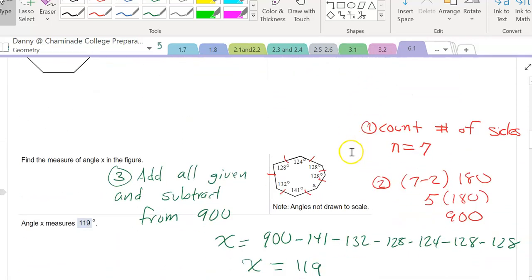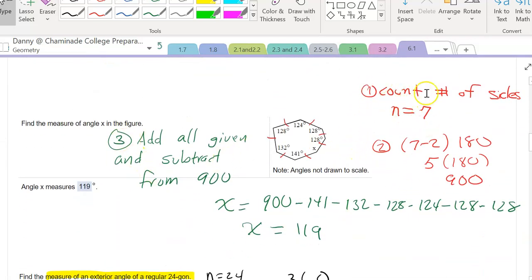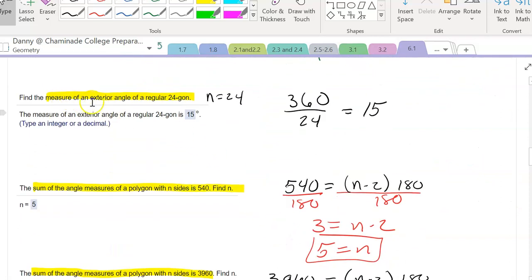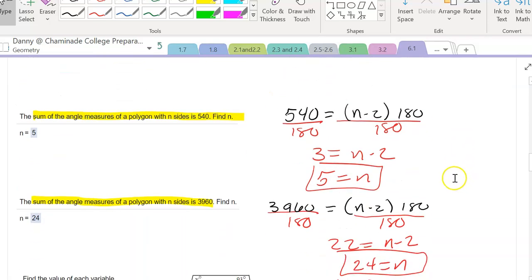Follow through. This one, first thing we have to do is count the number of sides. I have 7 of them, so my n is 7. So I can figure out the sum of the interior angles. I know that they have to add up to 900. Then to figure out the missing angle, I simply subtract all of the given angles, and I am left with x. Measure of an exterior angle, 24-gon. Simply use this formula and divide.